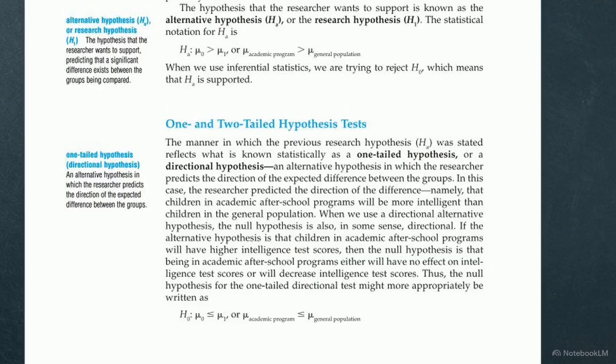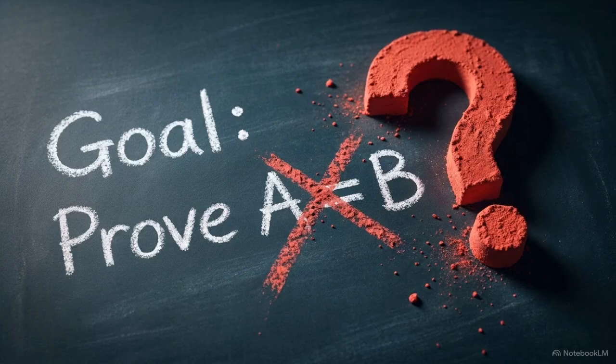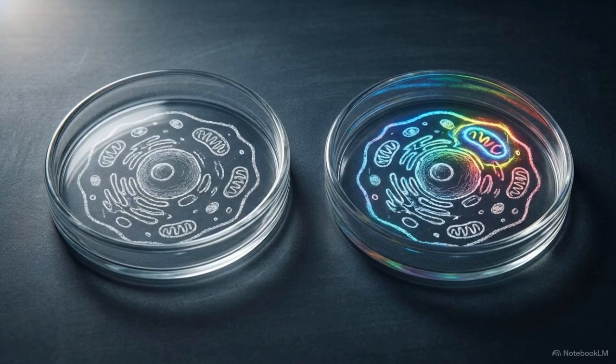This is how it looks in a standard textbook. Focus on the center, where the one-tailed null hypothesis is written as H0, mu0 is less than or equal to mu1, while the alternative is HA, mu0 is greater than mu1. If your specific goal is to prove two things are exactly equal, traditional hypothesis testing is the wrong tool. This entire system is built specifically to detect differences.